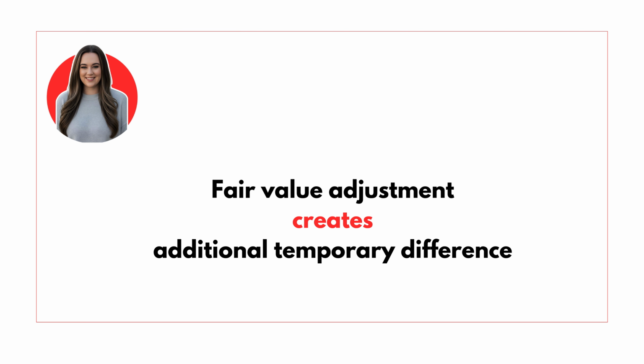Now, notice something important here. Before the acquisition, the difference was only 2 million. After the fair value adjustment in the group accounts, the difference becomes 6 million. So that fair value uplift created an additional temporary difference of 4 million. And that additional difference is what creates the deferred tax in that acquisition calculation.